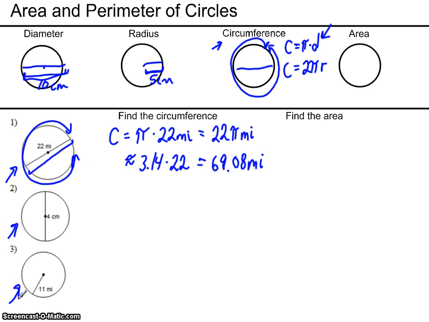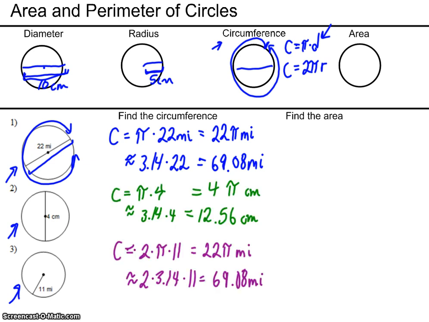Pause the video now. The answers will be up in 3, 2, 1. And here we are. For the second circle, the circumference is either 4 pi centimeters in exact form or 12.56 centimeters in approximate form. For the last one, watch out.